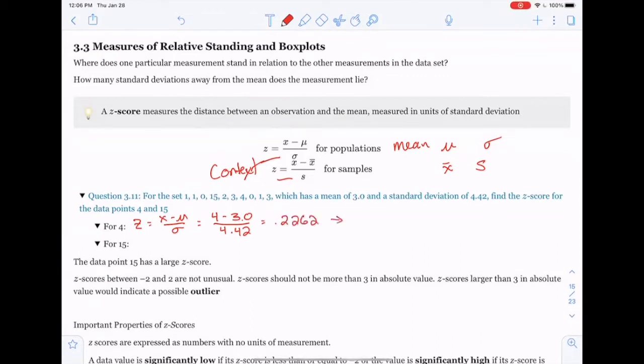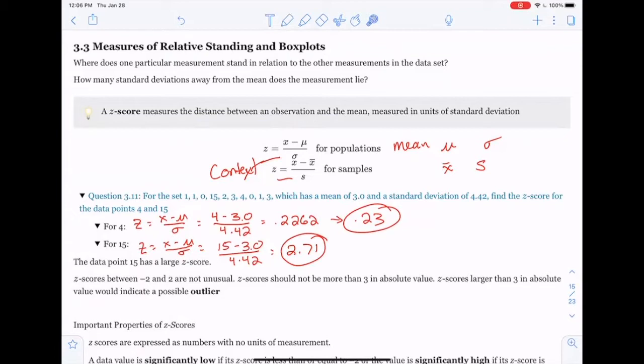0.2262, which we always round to 2 decimal places for z-scores. That will become a little more clear in chapter 6 as to why we always round z-scores to 2 decimal places. So for 15, we do the same calculation, x minus mu over sigma. In this case, 15 minus 3.0 over 4.42. If we compute that and round it to 2 decimal places, we get 2.71.